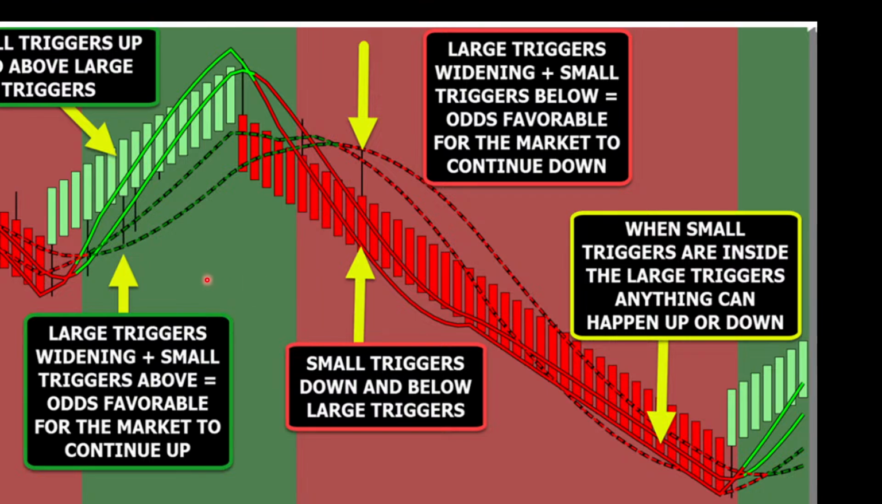In an uptrend, though, when the small triggers break above and away from the large triggers, when there is space between the two, or in a downtrend, when the small triggers break below and away from the large triggers, there's space between the two. I like you guys to picture scissors that are opening up. And as those scissors open, momentum increases. When I have this look, I have strong triggers. Strong triggers means that the odds are favorable for the market to continue in the direction of the trend.